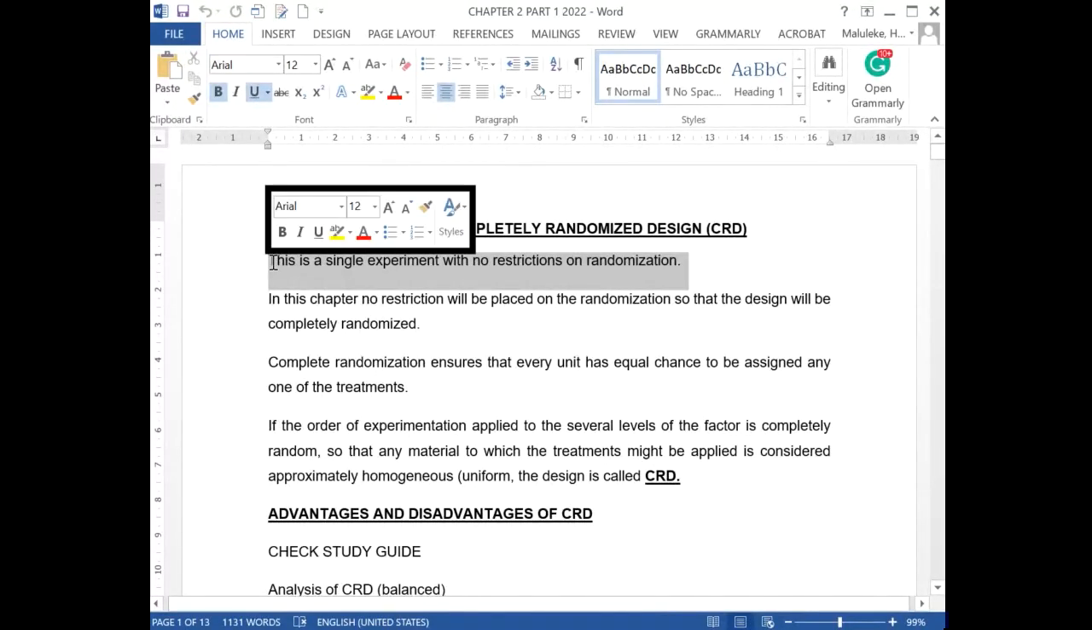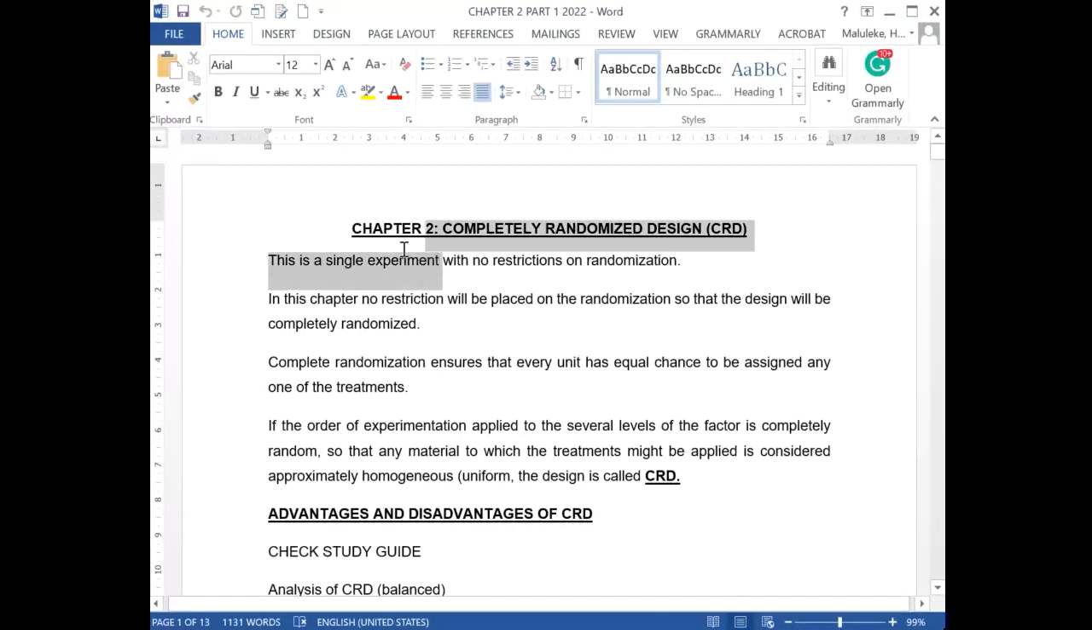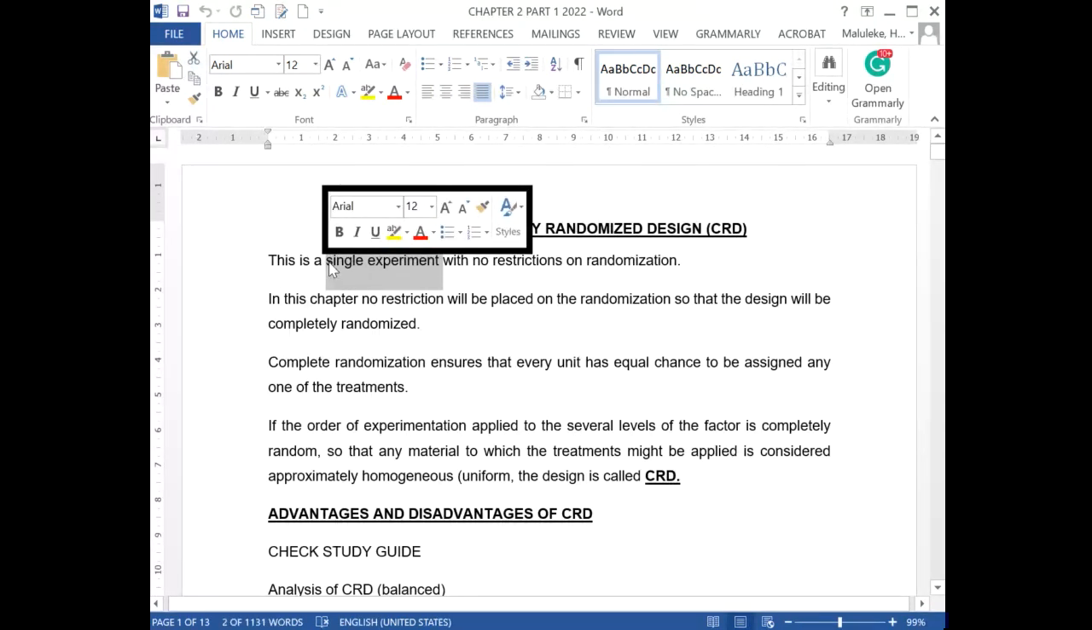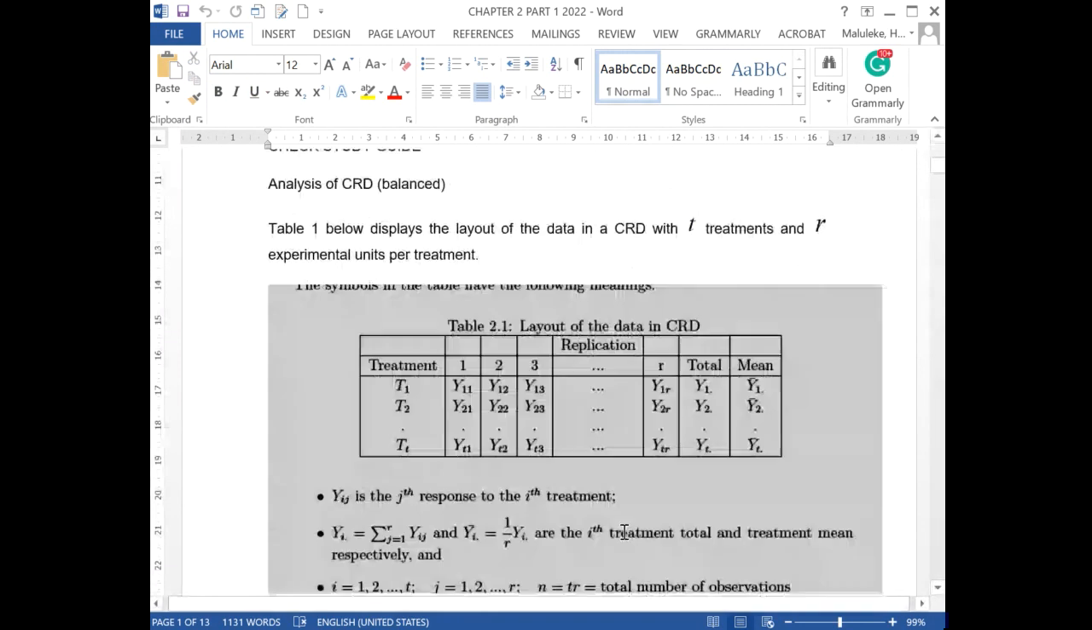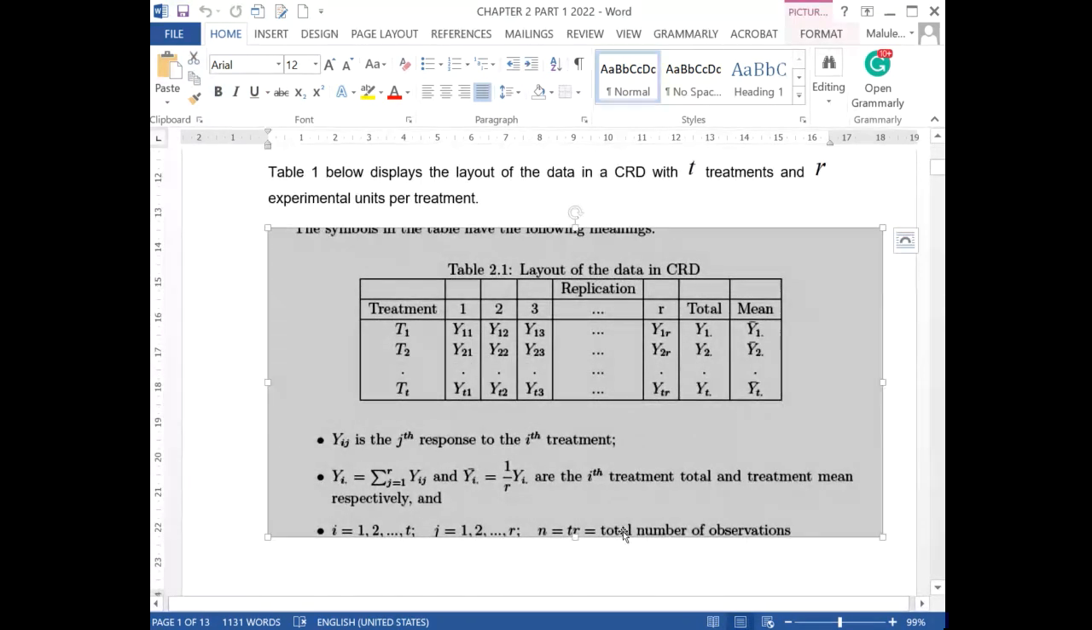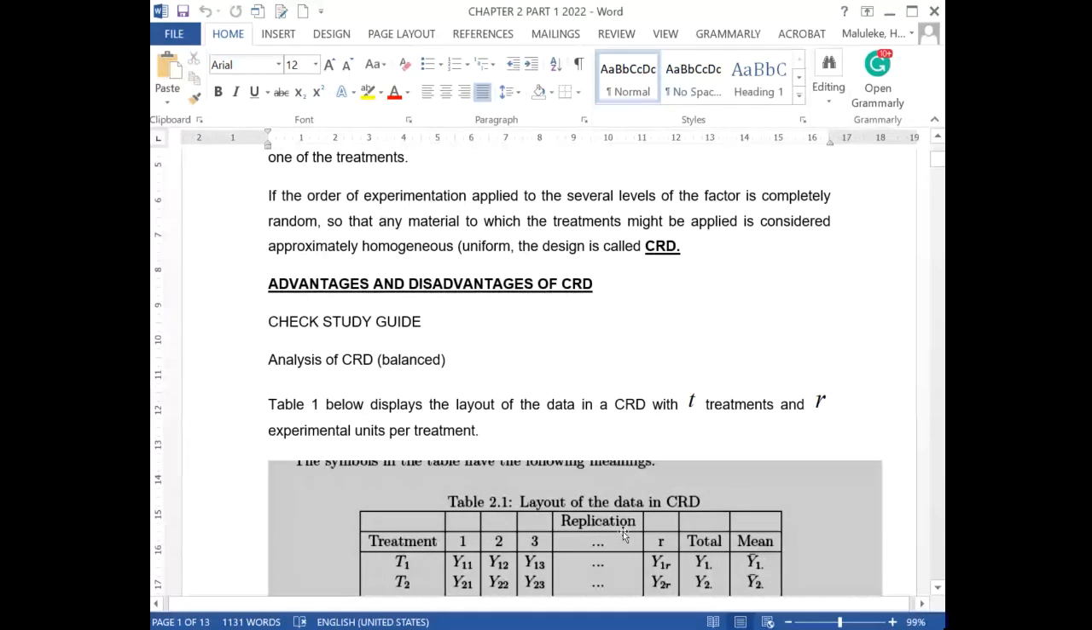So that's why I was saying this is a single experiment with no restriction. What do we mean by single experiment? It is because our focus is on the treatment. Sometimes we call it one factor design because we only have the treatment. We have to focus only on the treatment.